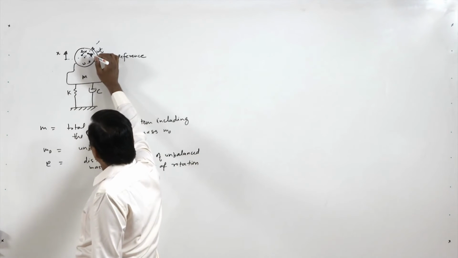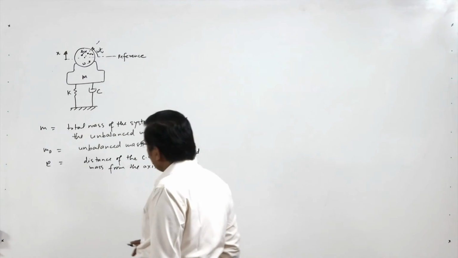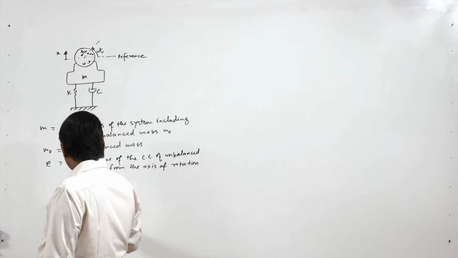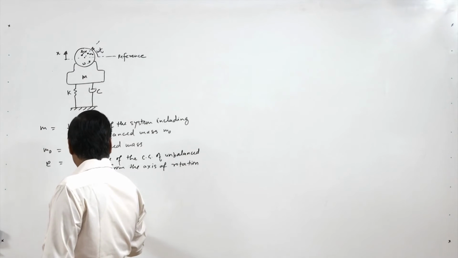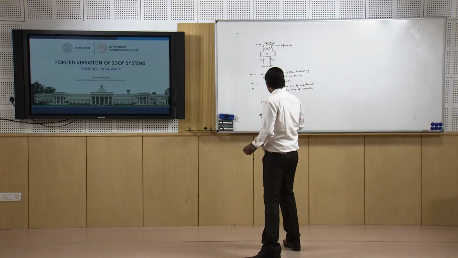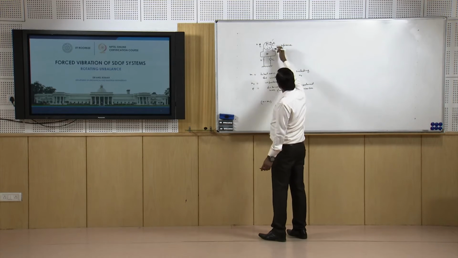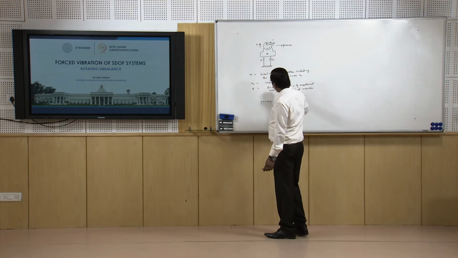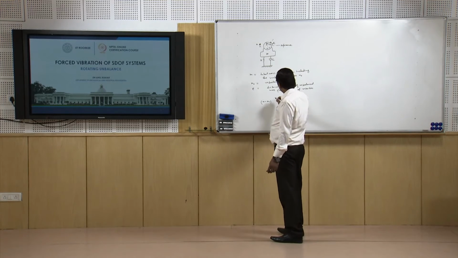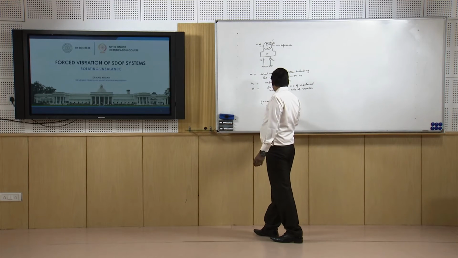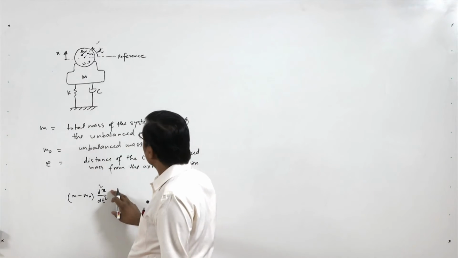Now we have to write the equations of motion. So here we have mass m minus m0, that is the balanced mass. So the balanced mass is the total mass minus the unbalanced mass, and this mass center is here. So we can directly write the equations of motion. That is d square x by dt square, so m x double dot.